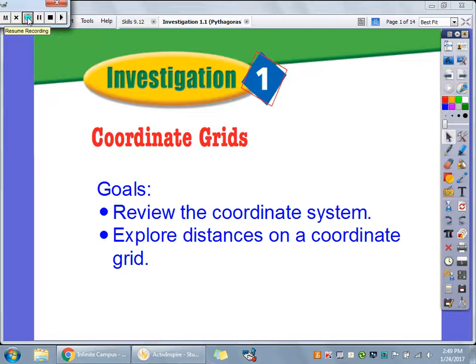Okay, so this is basically the flip chart from January 23rd and January 24th. Our goal today is to review the coordinate system again, so make sure that we can name points and put points in the right spot in the coordinate plane on your x and y axis, and then see if we can figure out distances on a coordinate grid.